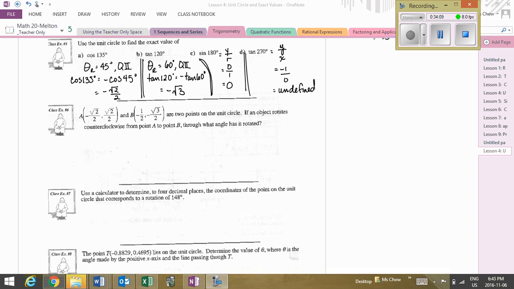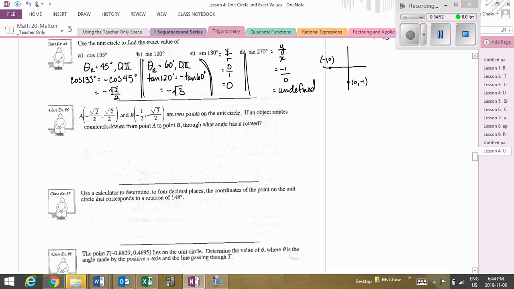For sine of 180 and tangent of 270 degrees, we recognize that those are actually on the axes themselves. For 180 degrees, we know that x is -1 and y is 0, so y over r is 0 over 1, which is 0. For tangent of 270 degrees, we're down on the negative y-axis, and in that particular case, x is 0 and y is -1, so y over x for tangent is -1 over 0. Anything over 0 is undefined.